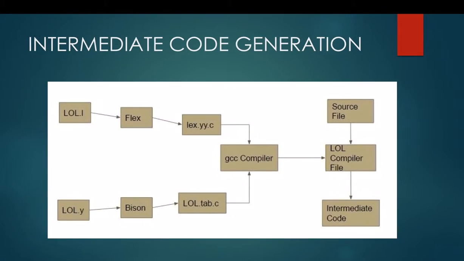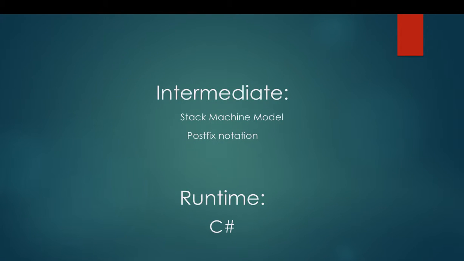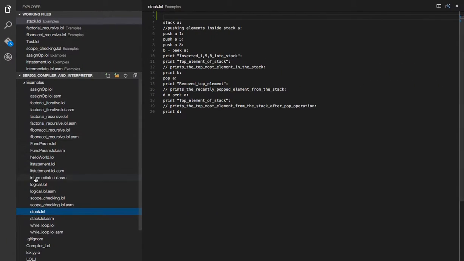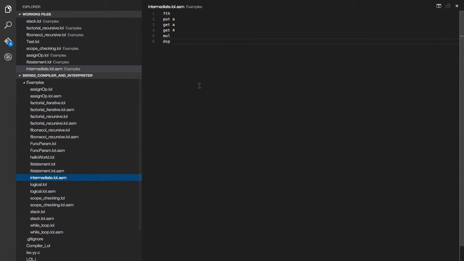So let us look at the intermediate code generation. We have used Flex and Bison to come up with a LOL compiler, which on getting the source file compiles it into the corresponding intermediate code. We have implemented the runtime using C#, and our intermediate code uses a stack-based machine model, which uses postfix notation to evaluate sub-expressions. So let's see this in action by using a sample intermediate code.